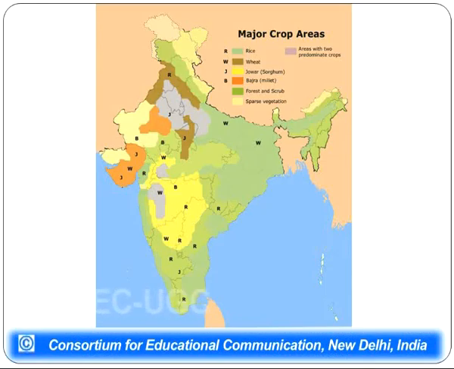Major crop areas you can see, like rice, wheat, jowar, bajra. Almost 68 to 69% of the area in our country falls under dry land situation, where precipitation is less than potential evapotranspiration. And you can see here we have a large area under wheat cultivation and then rice cultivation.